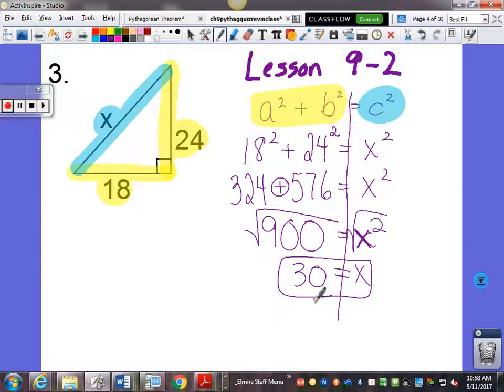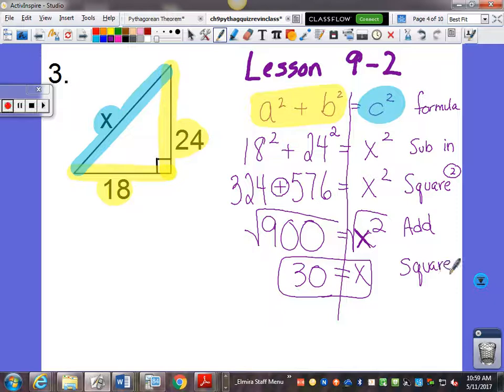So let's just write down the steps that we have here. First of all, formula. Okay, second, we're subbing in. Third, we have to square. I mean, that means apply our little exponent of 2. Our third step is to add our two numbers together. And then finally, square root both sides. And both sides is important to say.